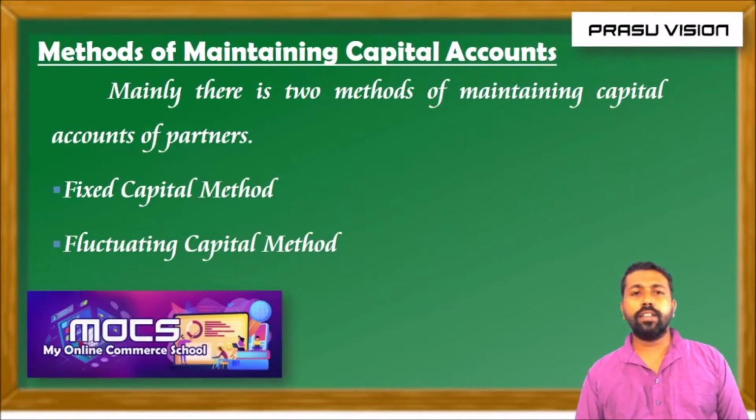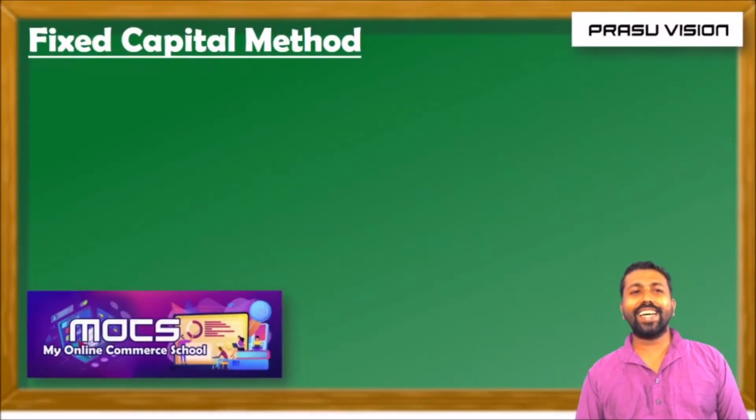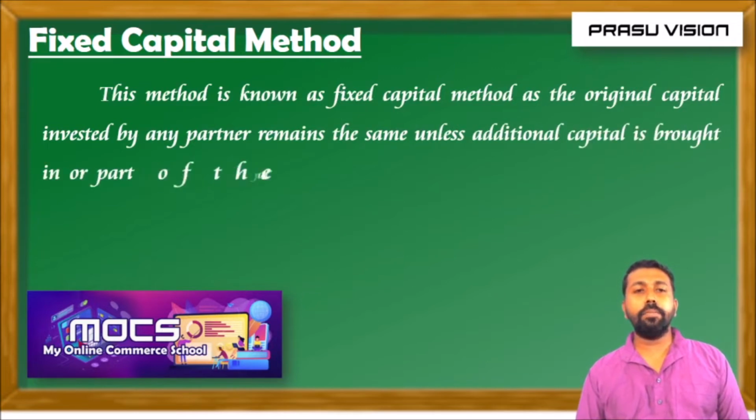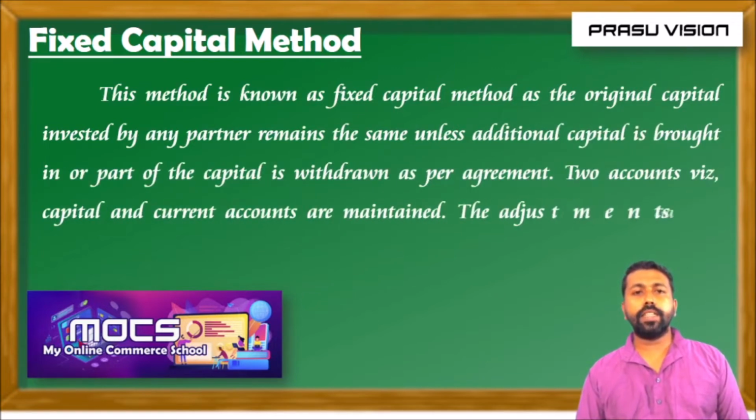And we have to learn the different methods used for preparing the partner's capital account. Normally, two methods are followed: fixed capital method and fluctuating capital method. Let us look at the different details regarding the fixed capital method. As the name indicates, in this method, two accounts are prepared.